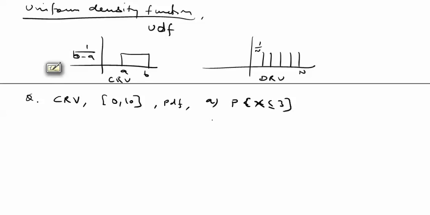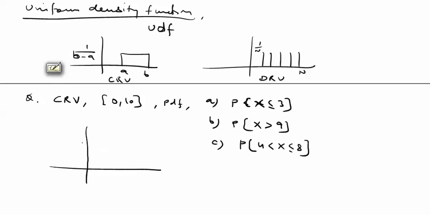probability is less than 3. B part, probability is greater than 9. And C part, probability is in between 4 to 8. We can draw the CDF graph here up to 10. Height is 1 by 10.